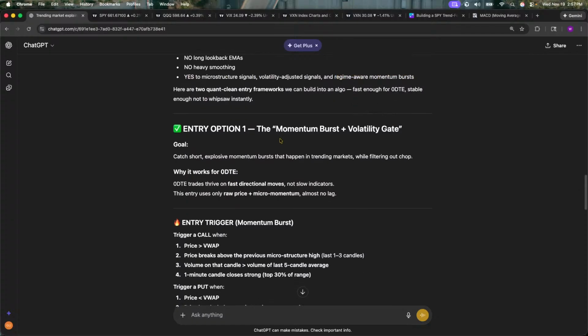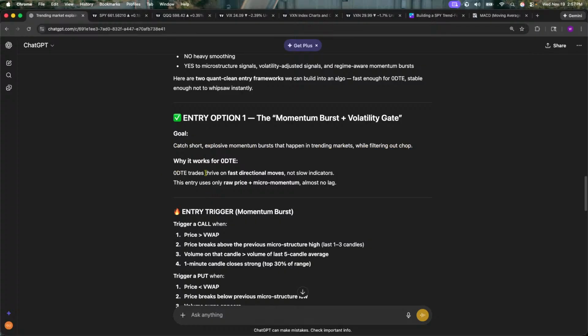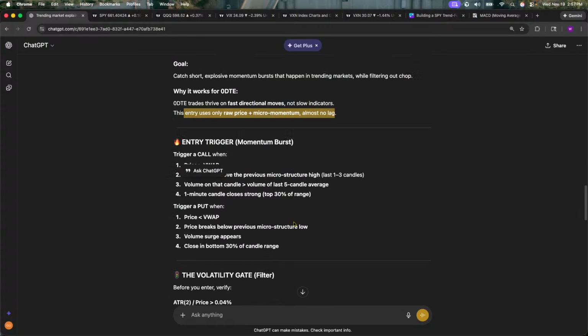So goal one is the momentum burst plus the volatility gate. So we want to catch short, explosive movement bursts that happen in trendy markets while filtering out the chop. 0 DTE trades thrive on fast directional moves, not slow indicators. The entry should use raw price plus micro momentum, almost no lag.